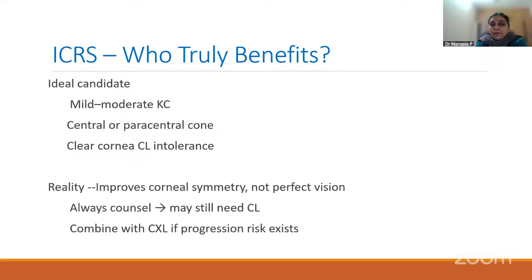So really what we have to expect from this is they will improve the corneal symmetry, not a perfect vision like 6/6 very clear, but it can improve the corneal symmetry and can reduce the cylinder. We can always counsel the patient, and also the patient can still need a contact lens or glasses, and we can combine cross-linking with ICRS.